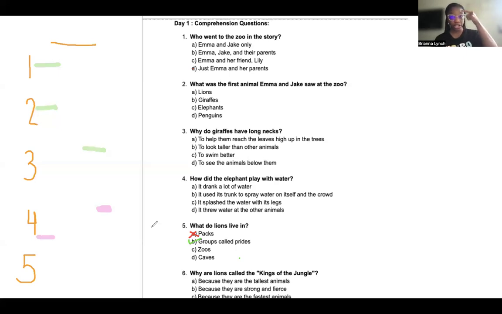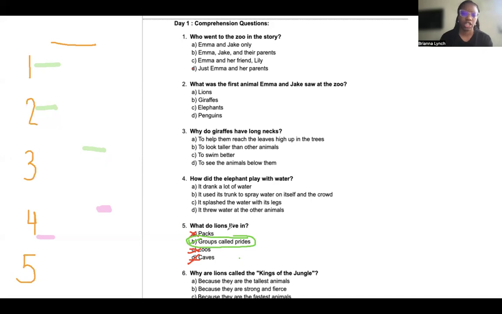They're trying to trick you. All right, that's a trap. Don't be a mouse who runs into the trap. So that's why it's so important to go back into the story and find that proof. Okie dokie. So, I mean, like, yeah, but no. Zoos, no. We're not going to go there. Caves, no. All right. So now I'm going to use my green color pencil and I'm going to come back and circle my answer. They're groups called prides. Okie doke.